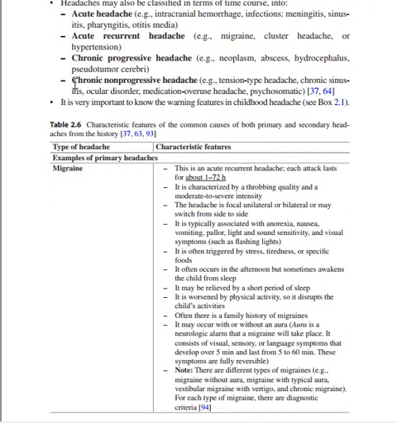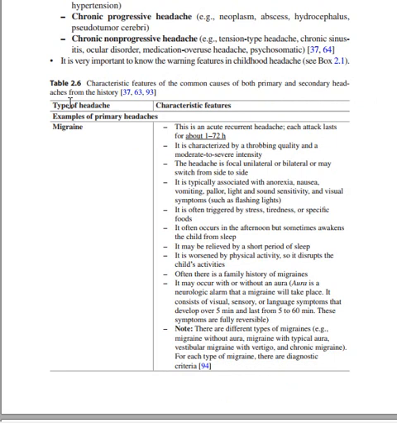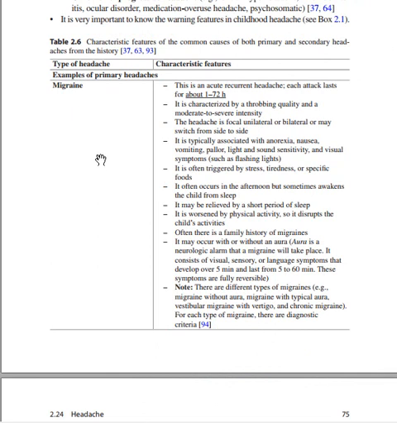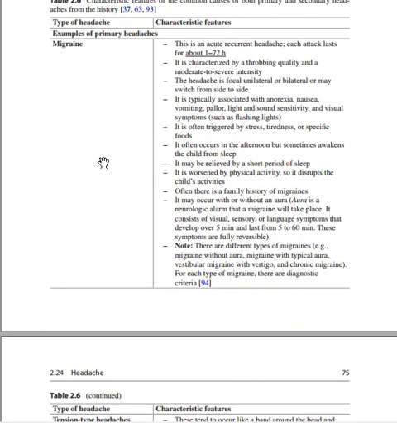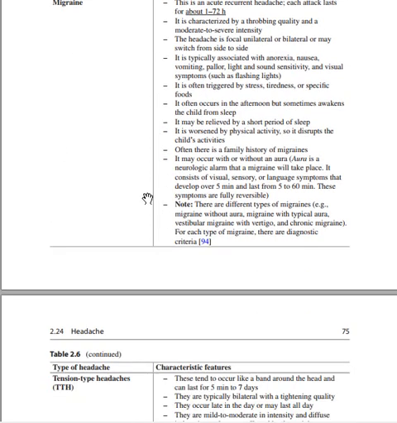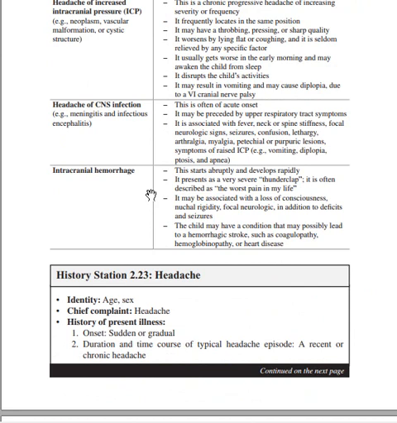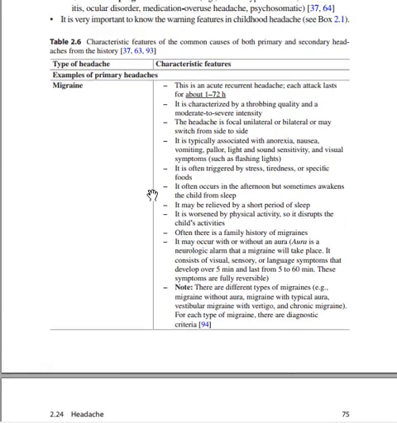The next is chronic non-progressive headache. We think of tension type headache, chronic sinusitis, ocular disorder, medication overuse headache, and psychosomatic headache. It is very important to know the warning features in childhood headache, and the warning features are given by the mnemonic SNOOP. I'm going to tell you that later. So now we are going to see the types of headache.